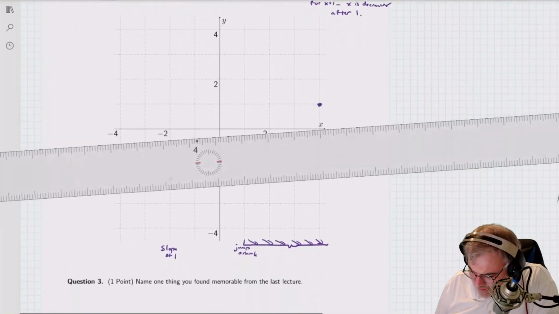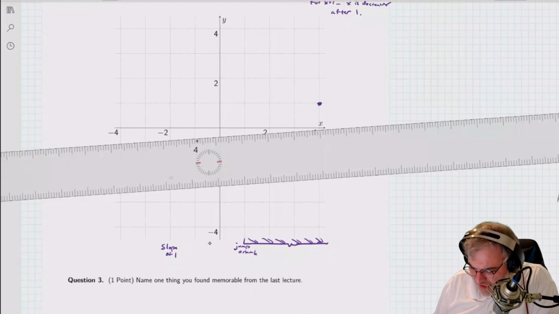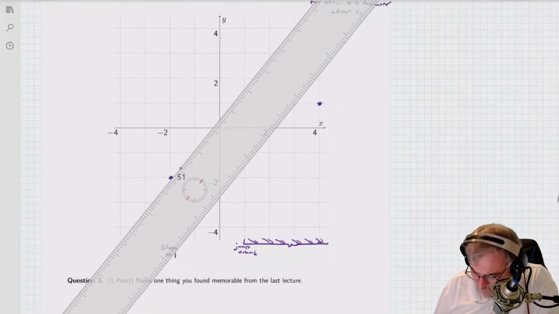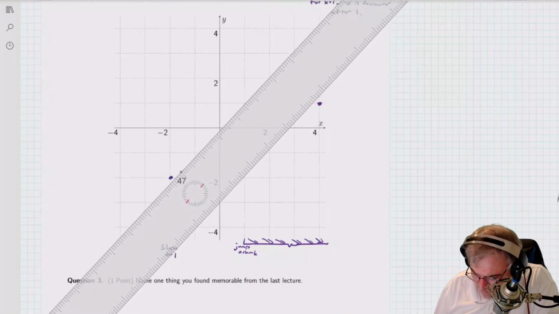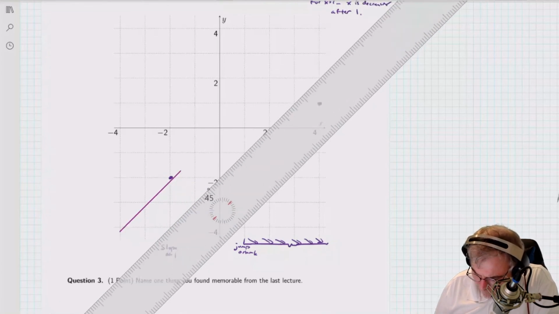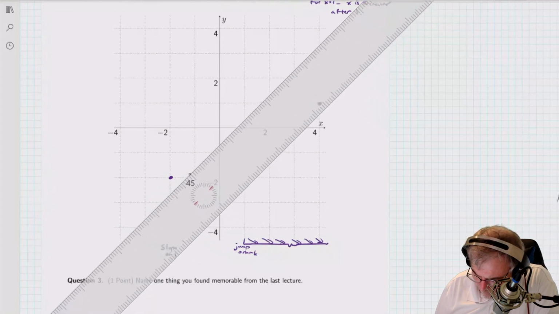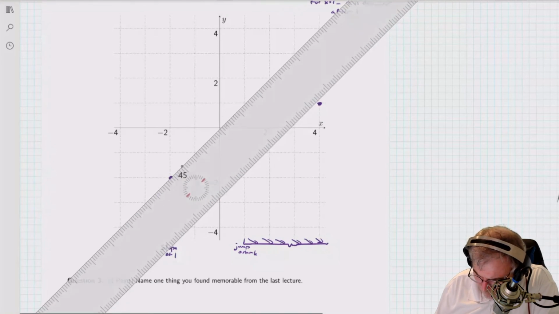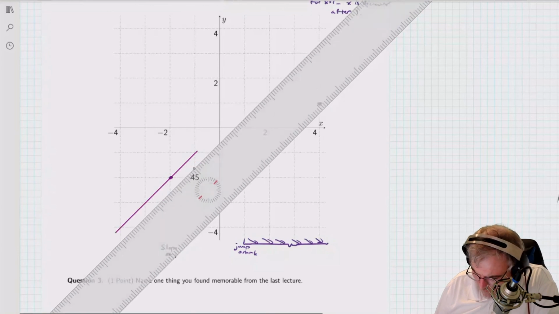I don't have anything on either side of this negative. So let's just handle the negative side first. Let's pull out a 45-degree angle there, and let's stick a slope of 1 going on here. Oops, that's under. There we go. There's a slope of 1.